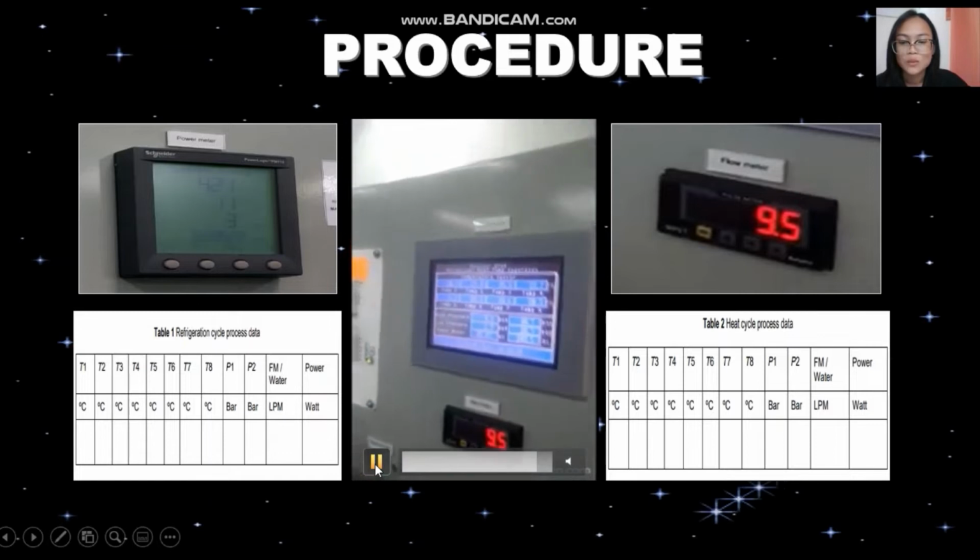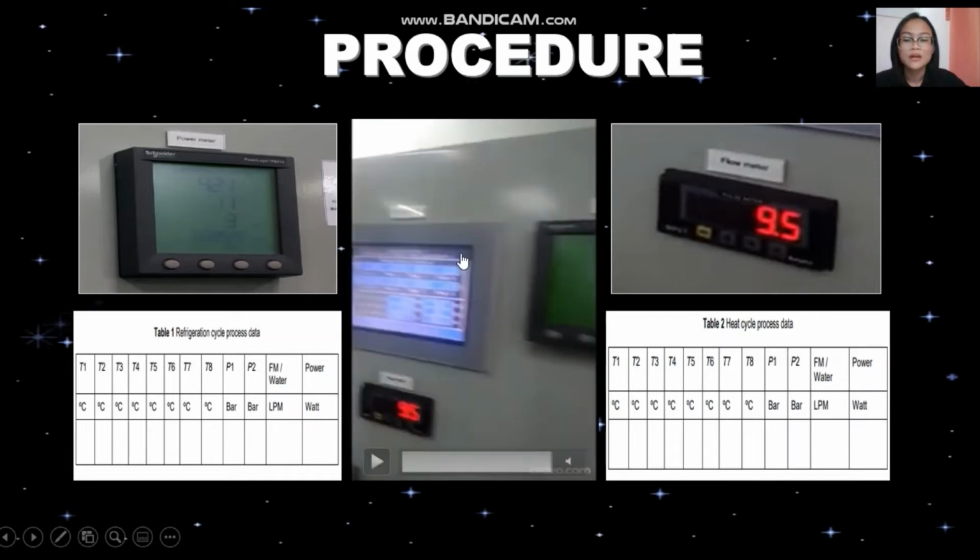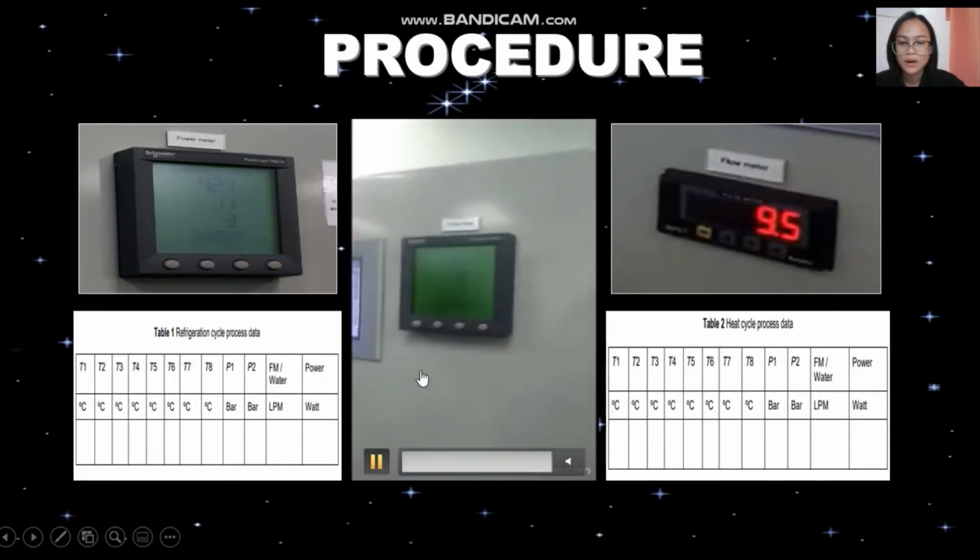Next, wait for about 5 minutes before we record the data in Table 2, in which we need to wait for the temperature and pressure readings to reach steady condition. After that, we can record all the data needed in Table 2. For both the refrigeration cycle and heat pump cycle, the water flow rate we can take from the flow meter, and for the power, we can take the reading from the digital screen here.